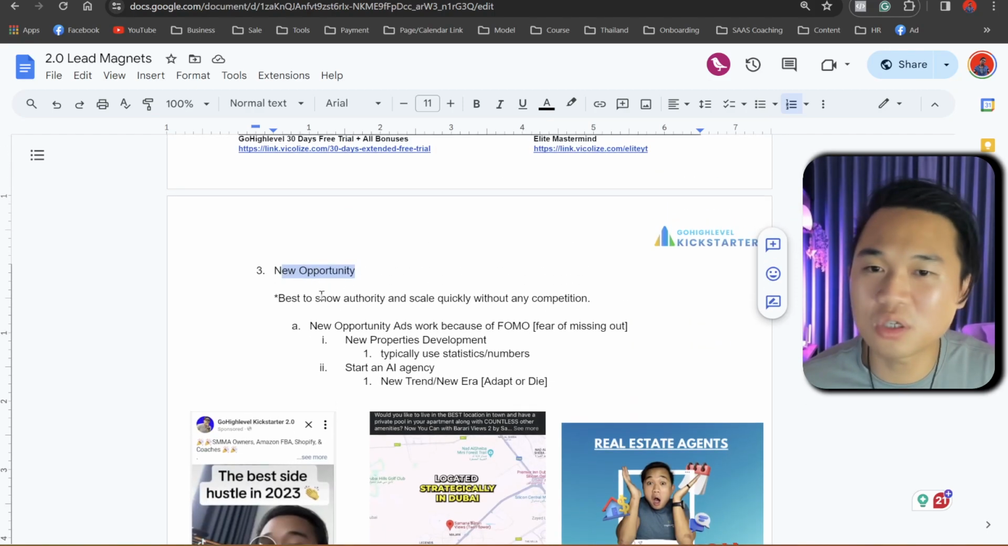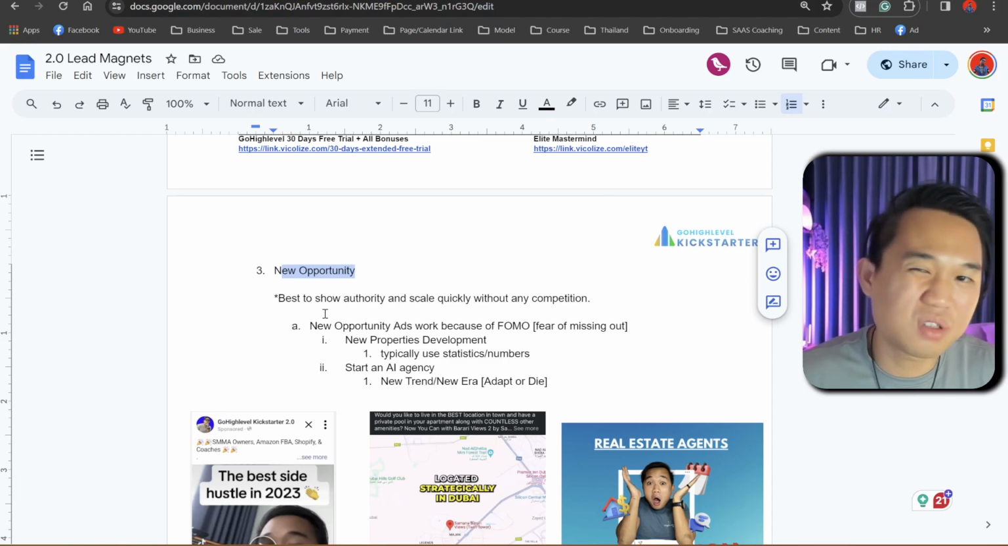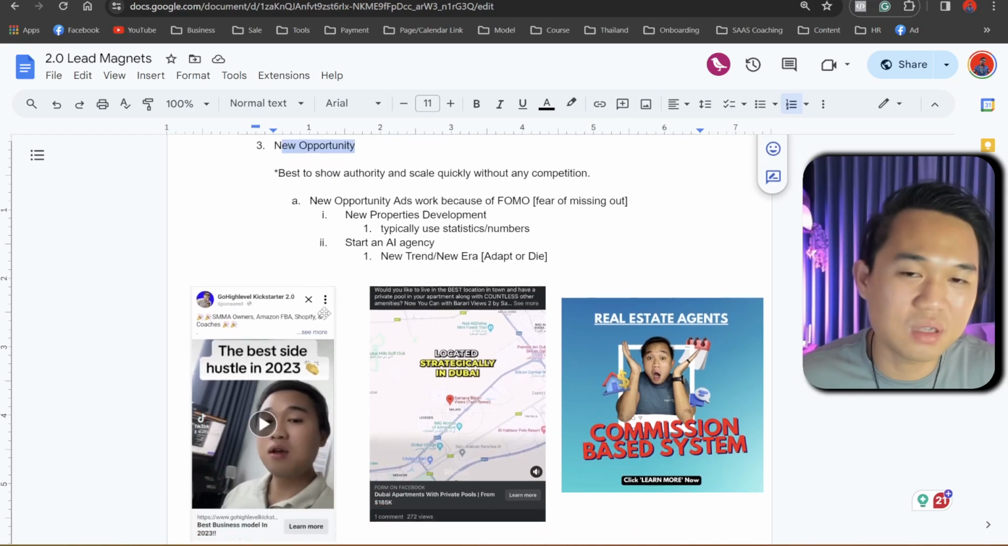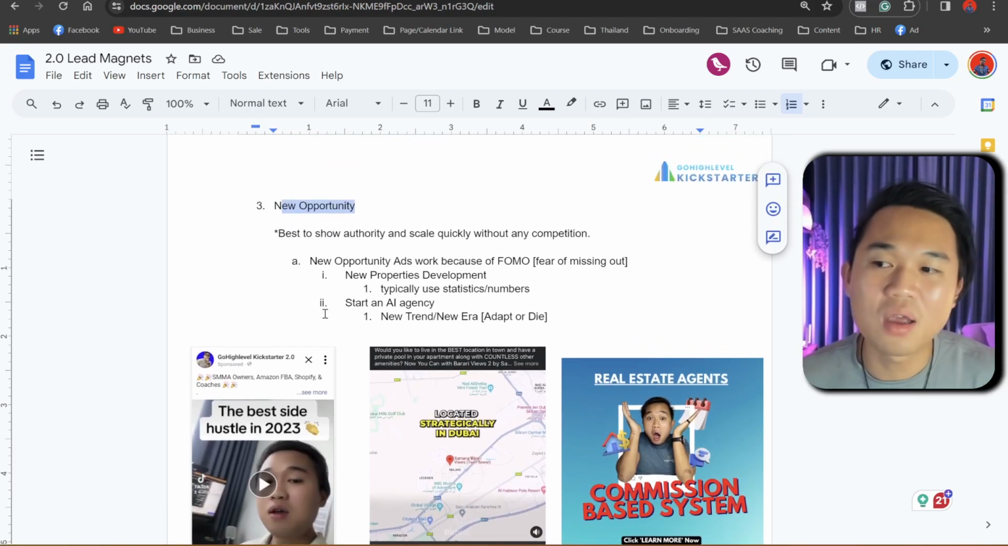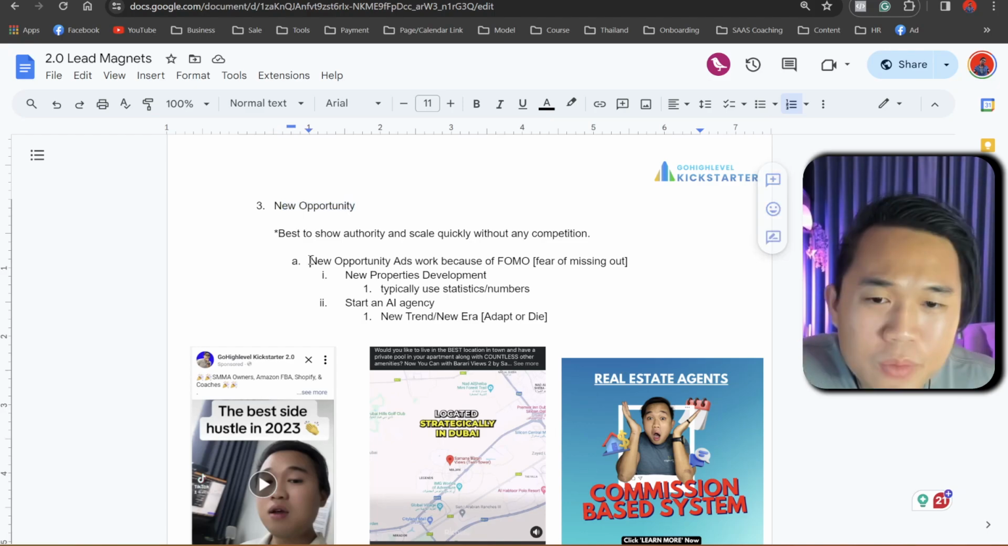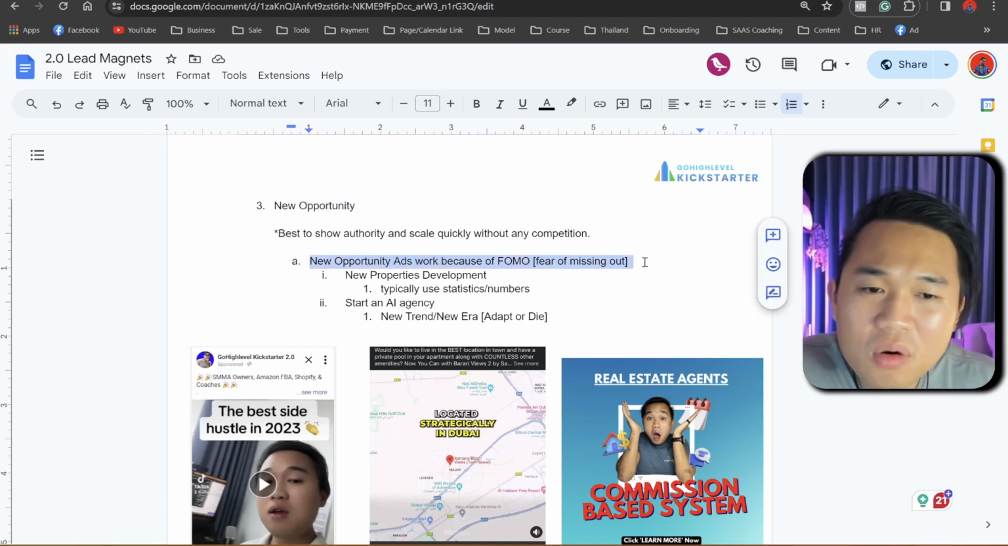And we'll try to position that, you know, we actually get a lot of traction for it because it sounds like a new opportunity. Especially SaaS itself, software as a service, is actually a new opportunity. But we actually go a step further and do it as a hybrid SaaS. New opportunity ads work because of FOMO, fear of missing out.